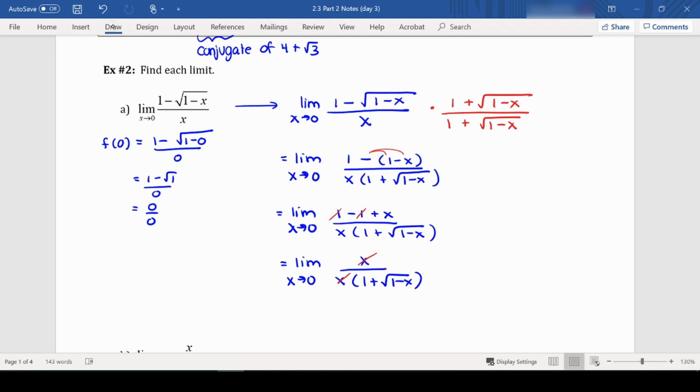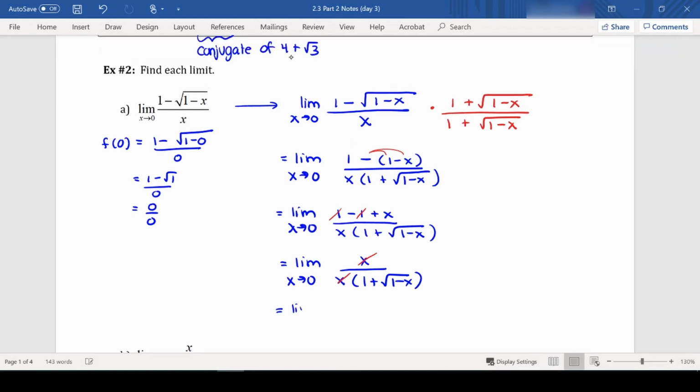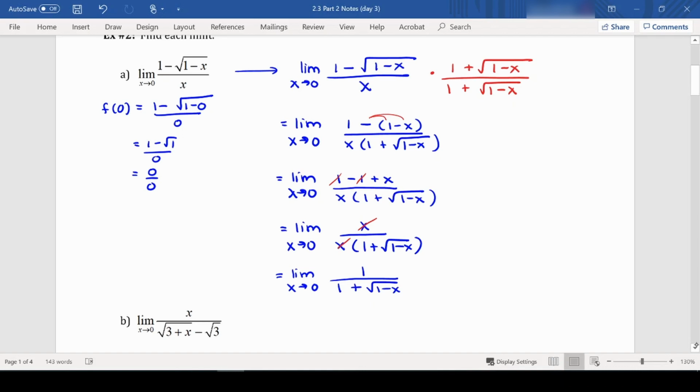Just be careful here. A lot of people forget that the conjugate that we have left is on the bottom. So this gives me the limit as x approaches 0 of 1 over 1 plus root 1 minus x. And now I can substitute. When I direct substitute in here, I'm going to get 1 over 1 plus root 1 minus 0, or 1 over 1 plus root 1, or 1 over 2.